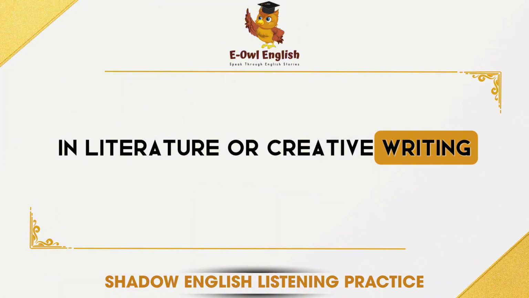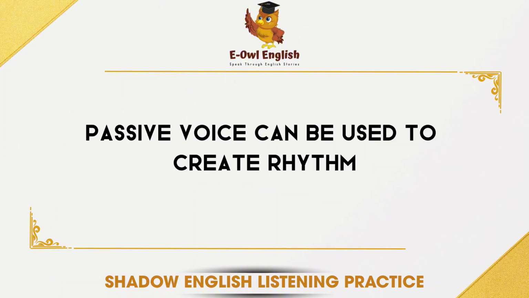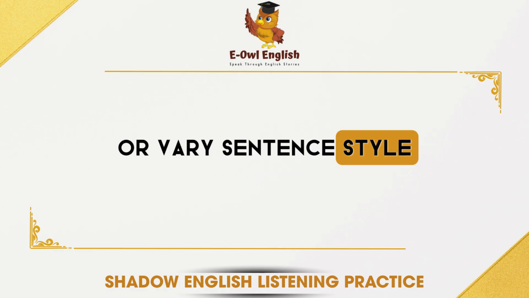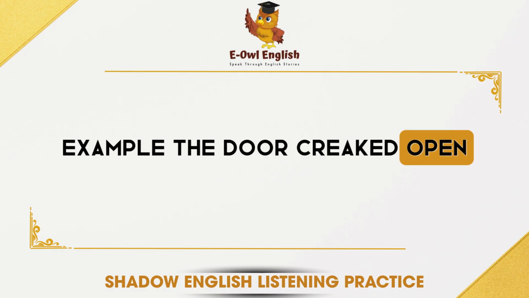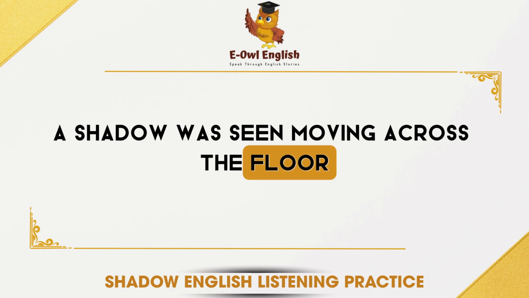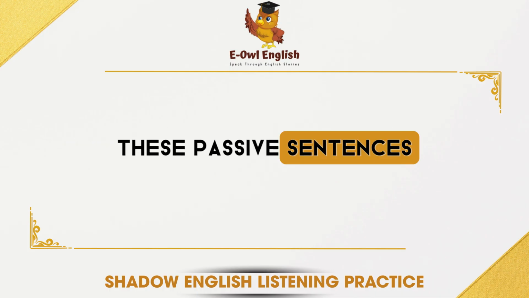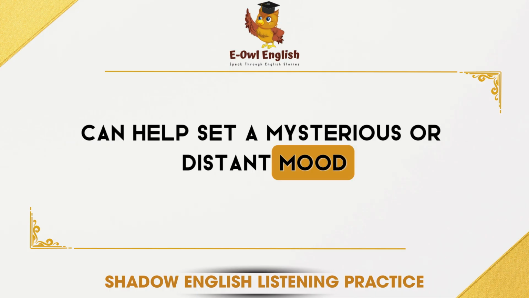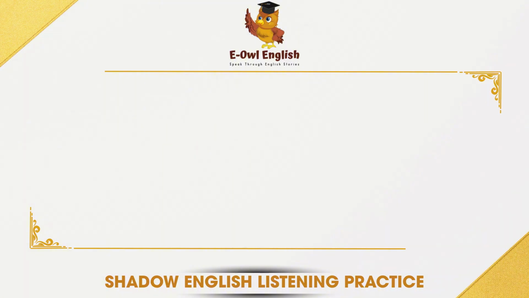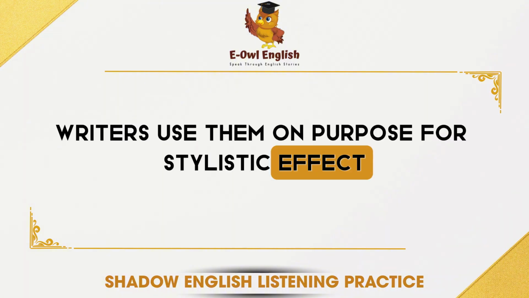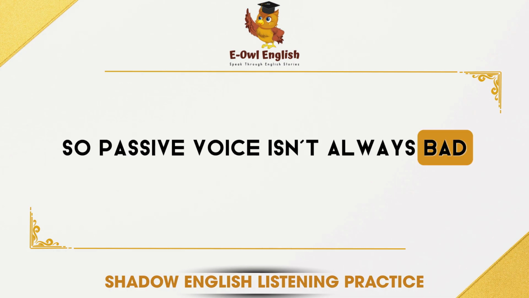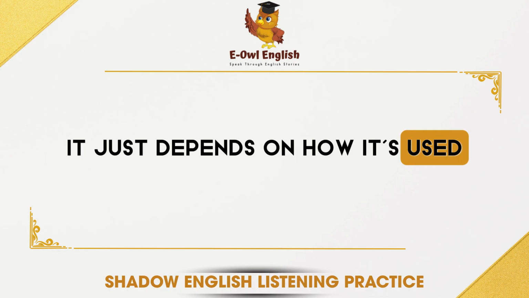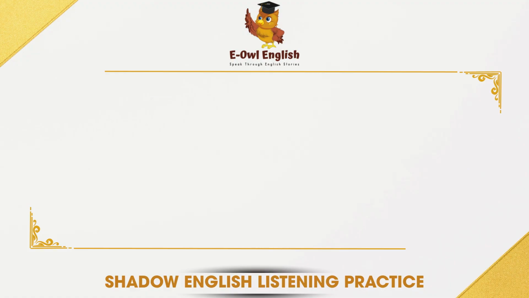In literature or creative writing, passive voice can be used to create rhythm or vary sentence style. For example, the door creaked open. A shadow was seen moving across the floor. These passive sentences can help set a mysterious or distant mood. Writers use them on purpose for stylistic effect. So passive voice isn't always bad, it just depends on how it's used.